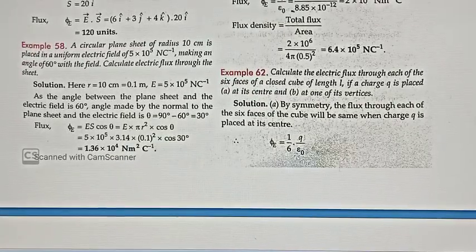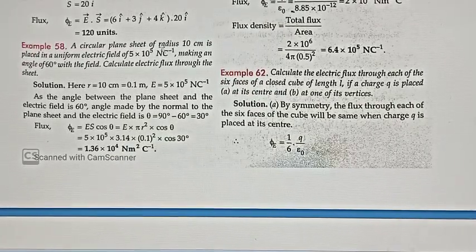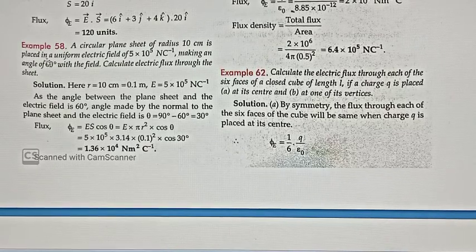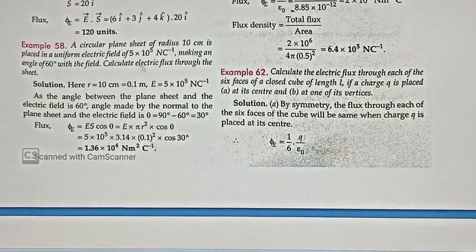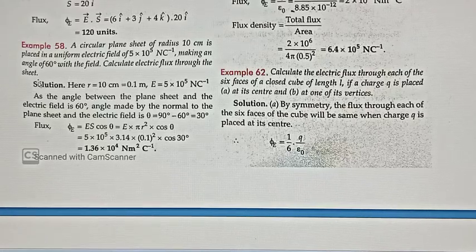Next, you see a circular plane sheet of radius 10 centimeter is placed in a uniform electric field of 5 × 10^5 newton per coulomb, making an angle of 60 degrees with the field. Calculate the electric flux through the sheet.